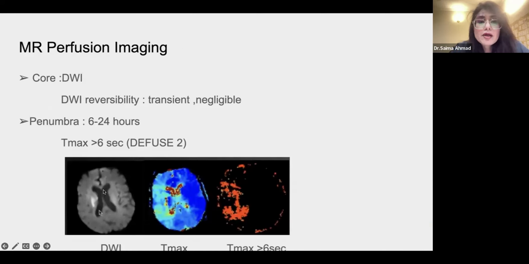So how about the MR perfusion imaging? In the MR perfusion imaging, we need to see the core and the penumbra. The core is already identified by the DWI. This is the added advantage, that we already know through the DWI where the core is. The second part is the penumbra. We just need to identify the penumbra in the MR, which is actually the Tmax more than 6 seconds. And so we can identify the core and the penumbra very easily with the MR perfusion imaging.